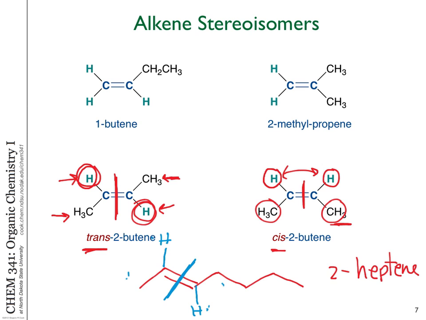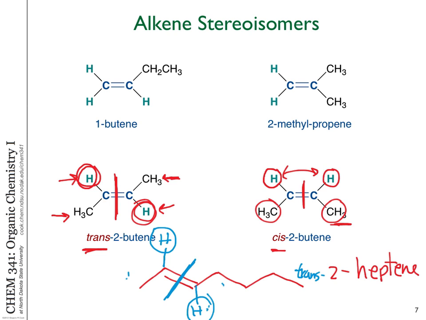So if we compare then the same group on each side, here we have a hydrogen and here we have a hydrogen, they are on opposite sides, so they would be trans. So the name of this would be trans 2-heptene.